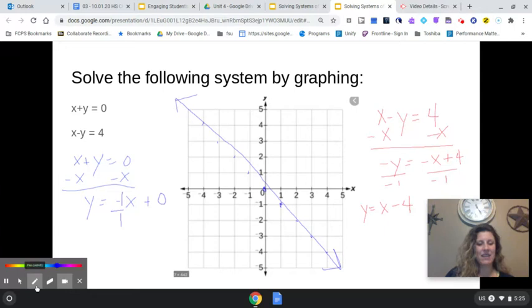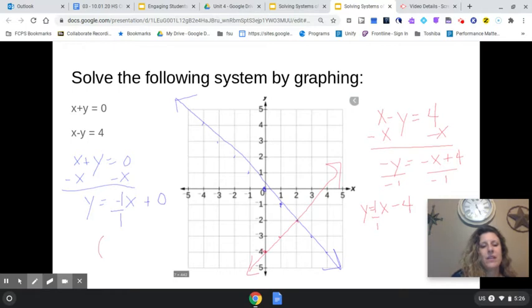All right. In red, I am going to graph the equation y equals x minus 4. So we see the y-intercept is negative 4. And our slope is 1. So I'm going to rise 1 and run 1. And we see that that point of intersection happened pretty quickly on that one. So again, we have one solution, and it is at the point 2, negative 2. So 2, negative 2 is the solution to my system.